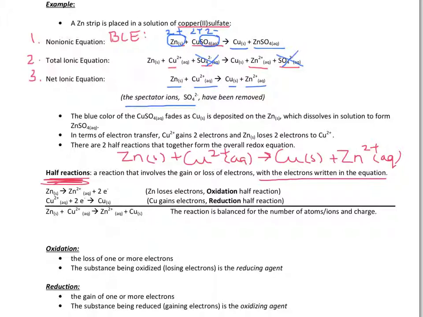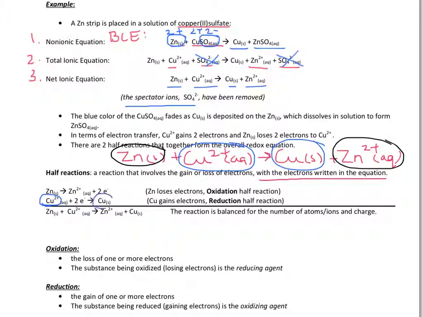In order for us to write out the half reactions, we split apart our net ionic equation according to the element. We're going to take Zn solid, so you see that right here, and we're going to pair that up with Zn2 positive, the same element. That goes to Zn2 positive. Then we're going to take Cu2 positive, and we're going to pair that up with Cu solid. We break it apart according to the same element.